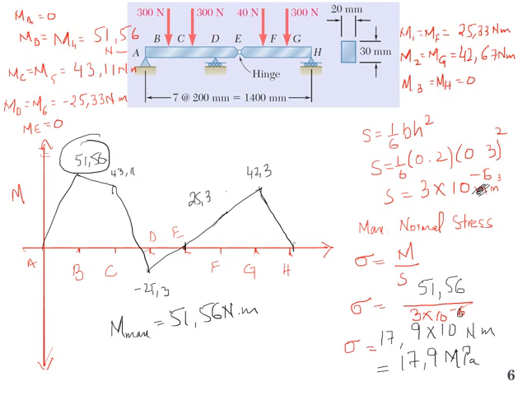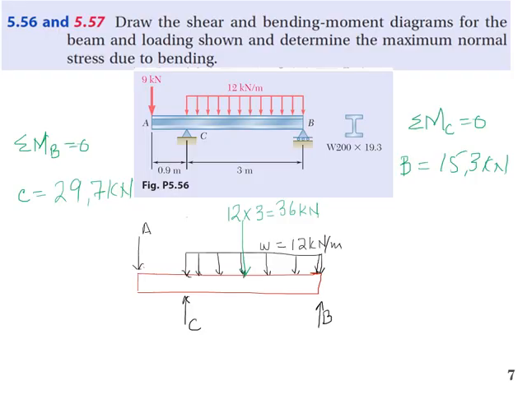So in order to find the maximum normal stress, we have to find where the maximum bending moment is, and we can do that using the shear force and bending moment diagram. Now let's see another problem, but this time we will draw the shear force and bending moment diagram using the graphical method. Let's see problem 5.56.